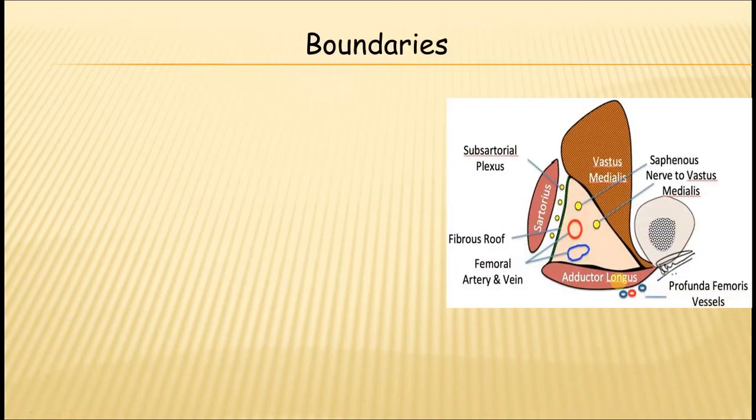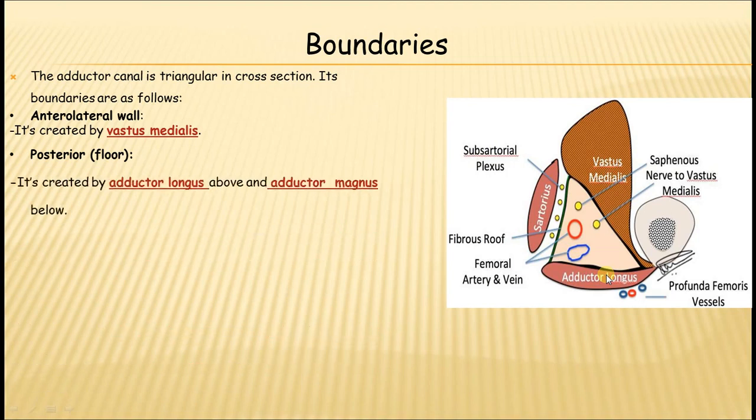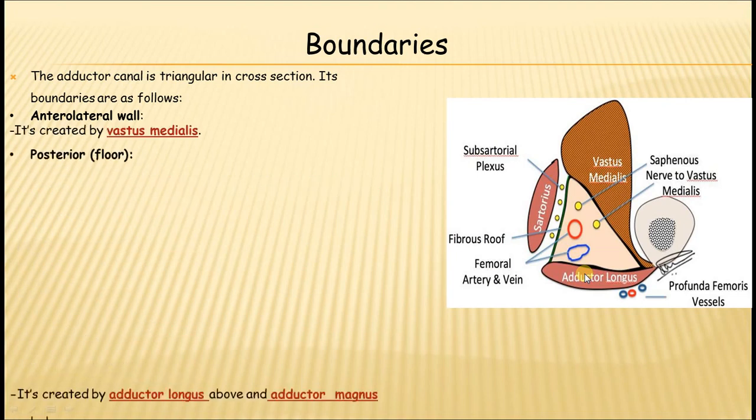So the boundaries, cross section: here you are able to see the boundaries. It is triangular in cross section. The subsartorial canal is bounded anterolaterally by the vastus medialis muscle, and posteriorly by the adductor longus in the upper part and adductor magnus in the lower part.